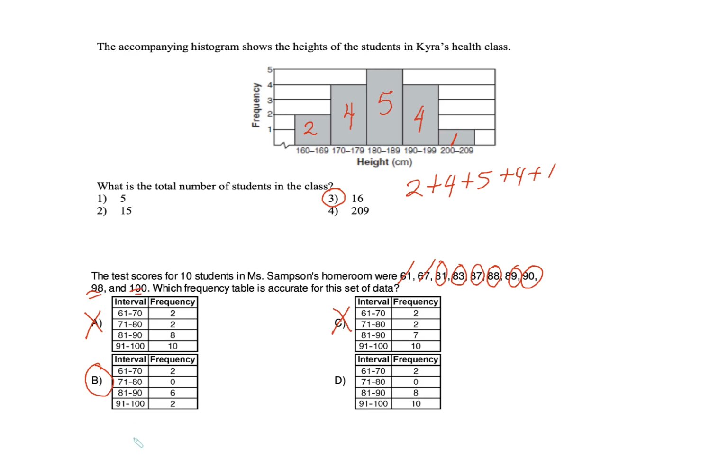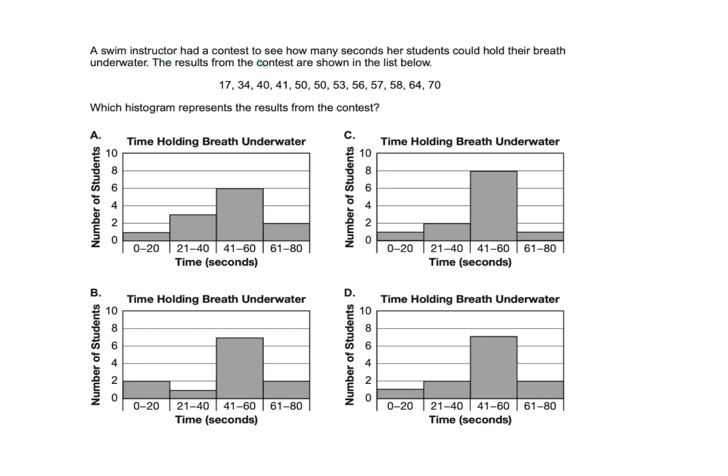These 2 right here. A swim instructor had a contest to see how many seconds her students could hold their breath underwater. The results from the contest are shown in the list below. This is lovely because they actually put them in order for us, which is really great. And they want to know which histogram represents the results from the contest. So notice we have our ranges. So the first range is from 0 to 20. So how many fell into that range? Only 1.